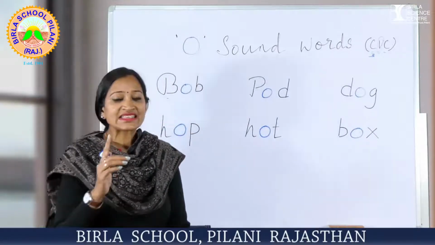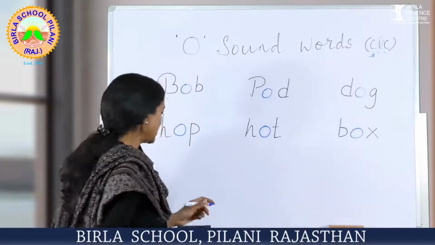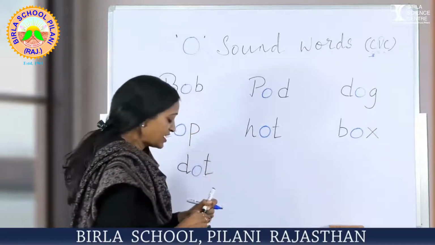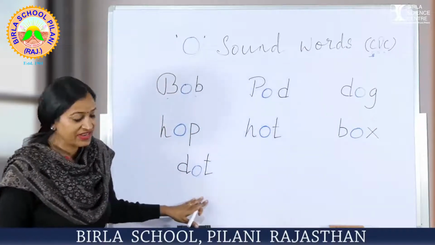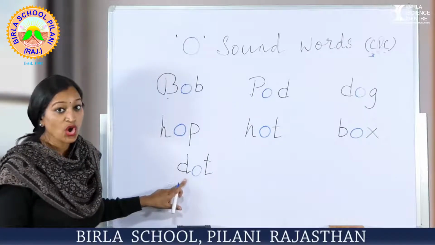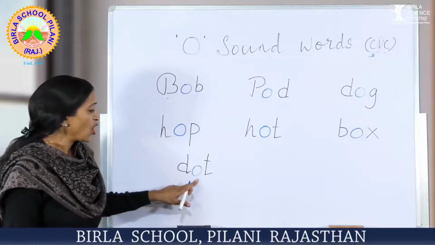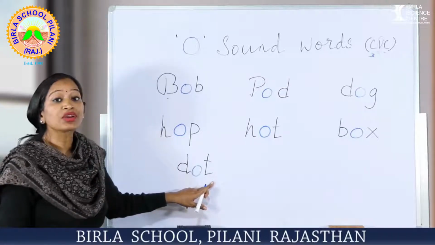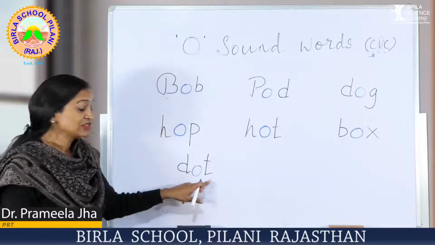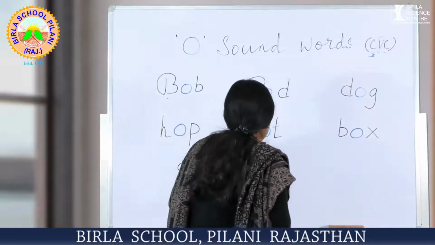Now I am writing a word. You all tell me how do we read it. Okay, now I have written this word. How do we read it? What is the sound of D? D, O, T. What does it become? D, O, T, dot. Okay. Next word. Let's read some more words.